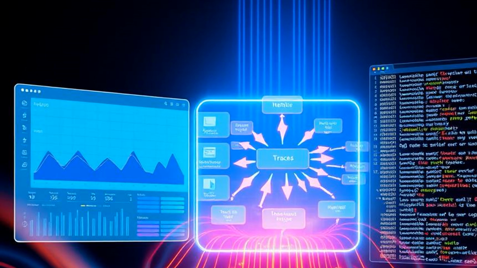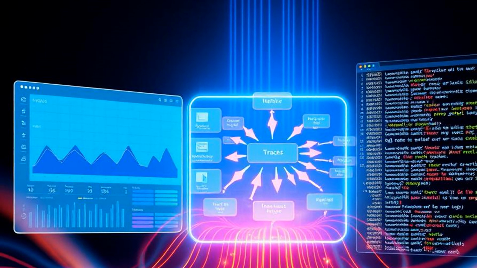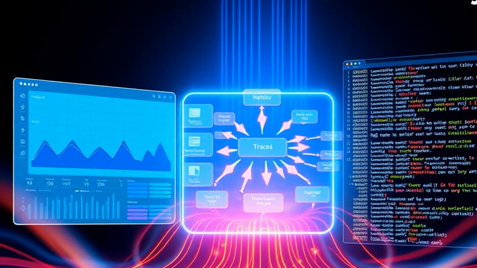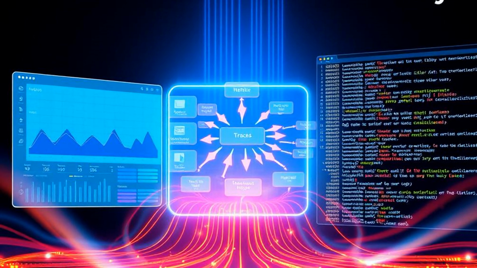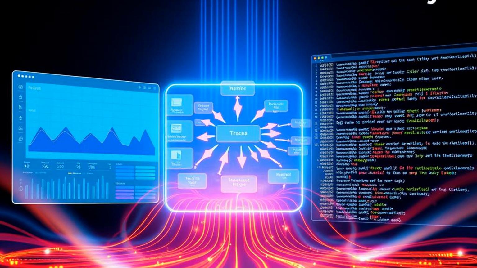Secondly, faster root cause analysis. When something goes wrong, time is money. AI can correlate disparate pieces of telemetry data, a spike in CPU from one service, an error log from another, and a corresponding slowdown in a user transaction trace, to rapidly pinpoint the exact source of a problem, significantly reducing mean time to resolution.